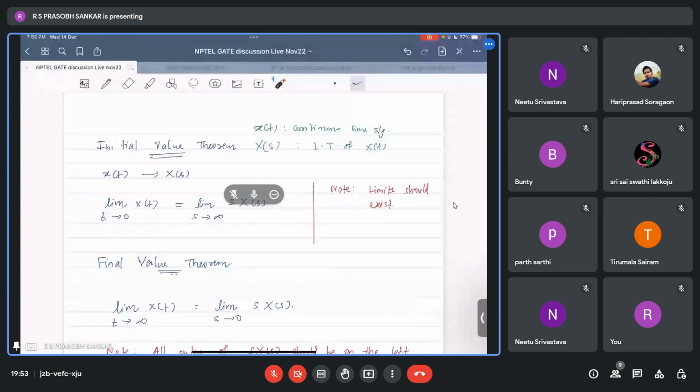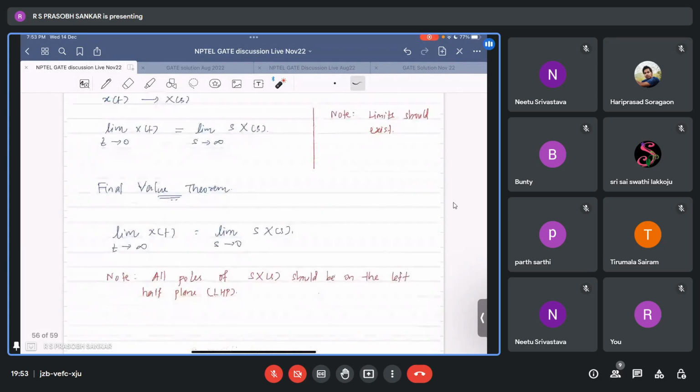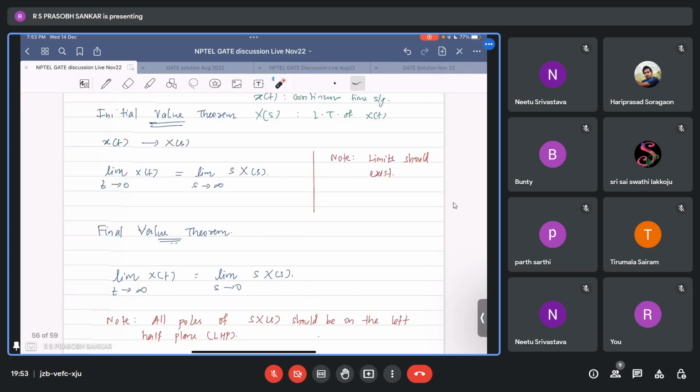So this is the time domain signal, and this one is the frequency domain, the Laplace transformation. This is known as the initial value theorem. Similarly, we have the final value theorem, which is the limit of t going to infinity of x of t, the same as the limit of s going to 0 of s times X of s.